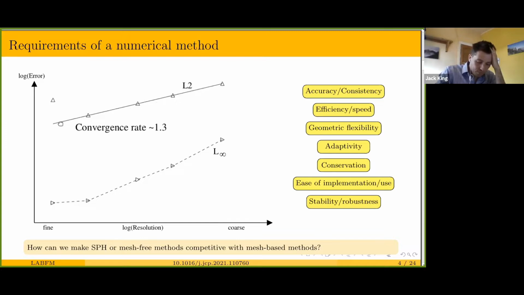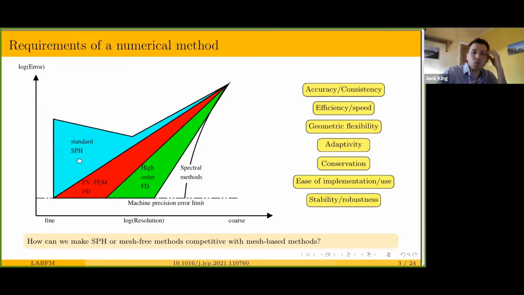And whilst SPH with convergent characteristics like this still has a raft of uses, in many applications, it becomes a bit hard to demonstrate that we're competitive with mesh-based methods when these are the convergence plots that we can produce. So this really motivated us to think about how we can develop formally high order mesh-free methods that exhibit convergence characteristics more like high order finite differences.